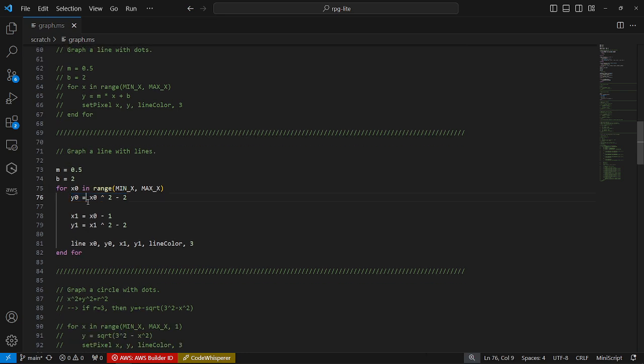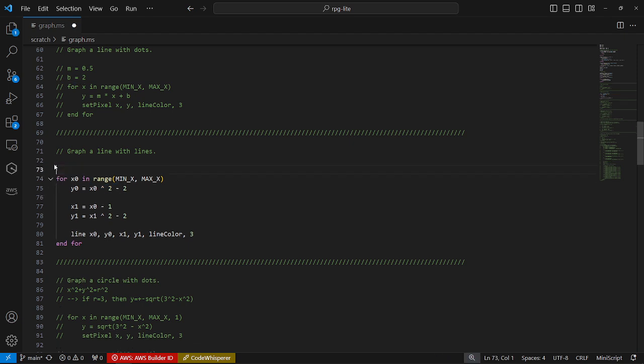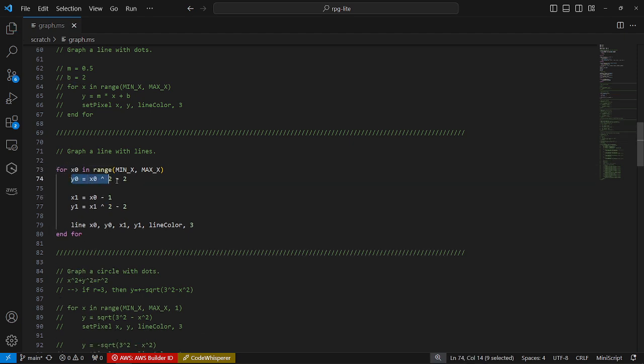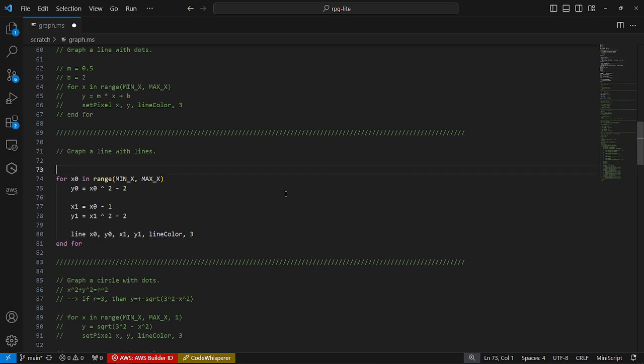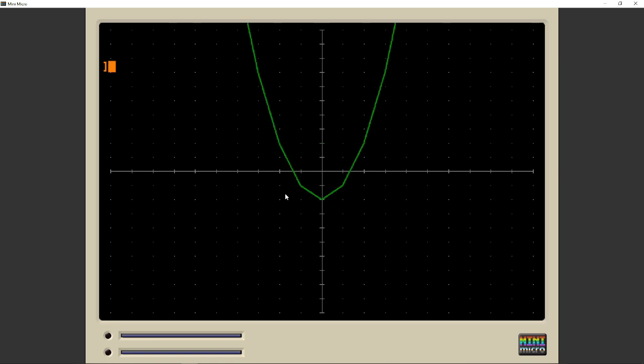So you can see here, our equation is y equals x squared minus 2. We calculate that for the current x position, and then we also do it for x minus 1, so we have a to and from for our line. Instead of dots, now it's connecting a line to draw the x squared minus 2. You can see the x squared minus 2 is what makes it go down here, from 0, 1, 2, down the y-axis.